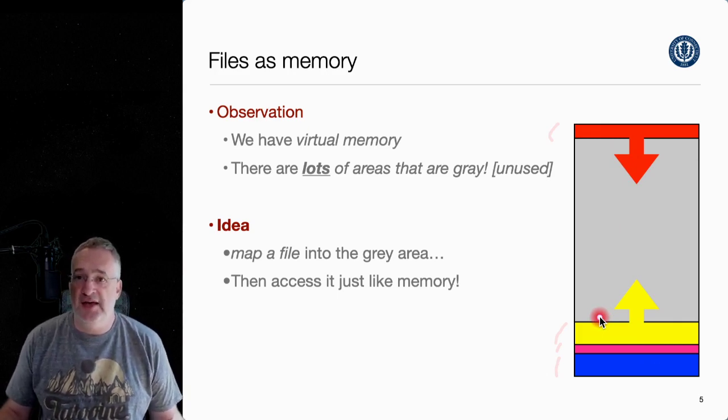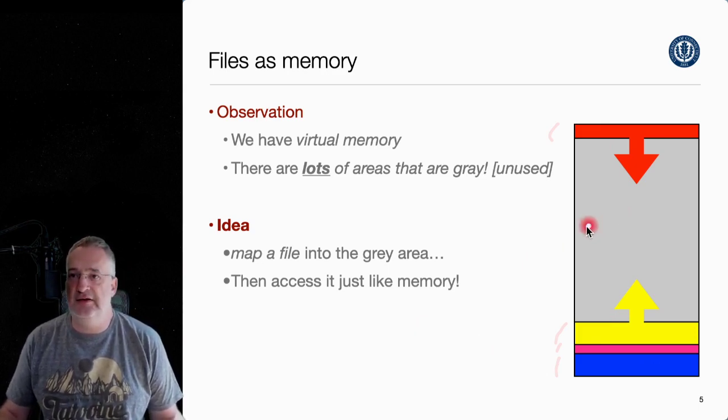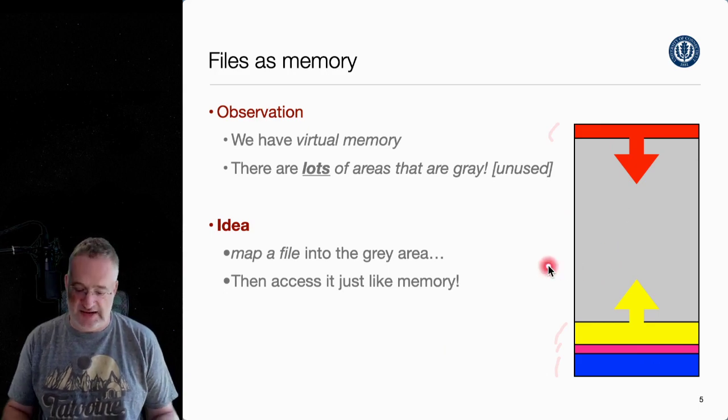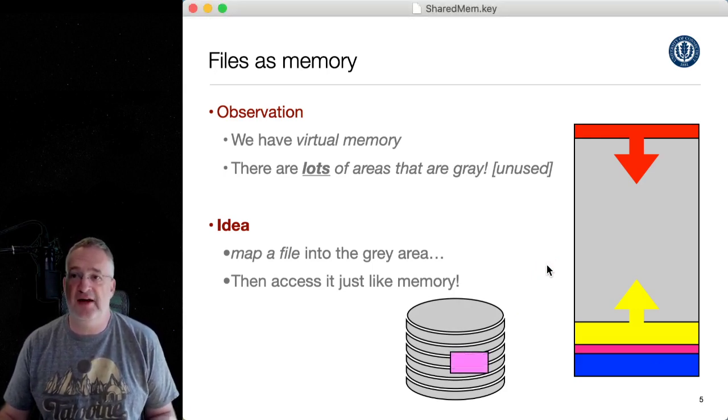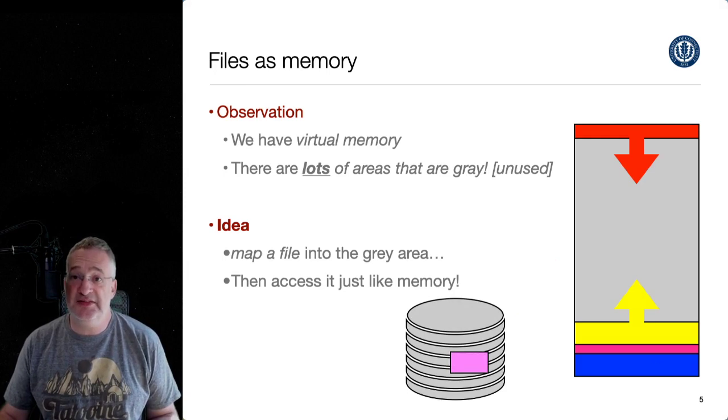Namely, we're going to say, if it's empty, why don't we take a file and slam it in here, pretend that the file is in memory, and then start accessing the content of the file. And that's exactly the idea. That's what we do. We're going to take a file and map it into the gray area so that we can access it as if it was normal memory. So that's the idea. So I'm going to go into my disk where there is a file. Here's my purple file. And I'm going to ask the operating system, please take that file and put it up there.